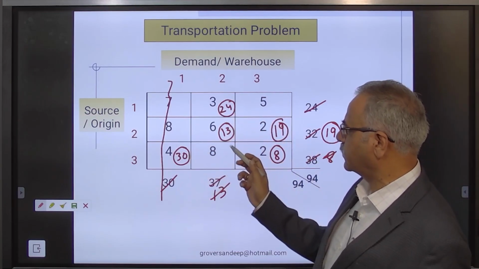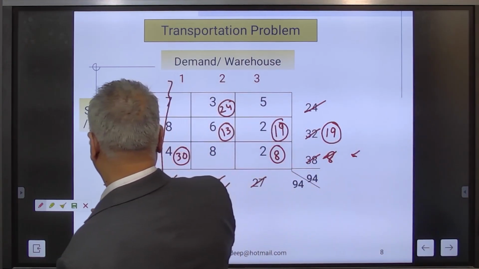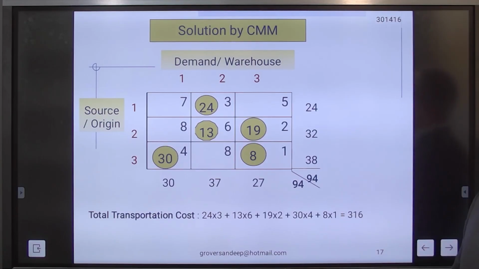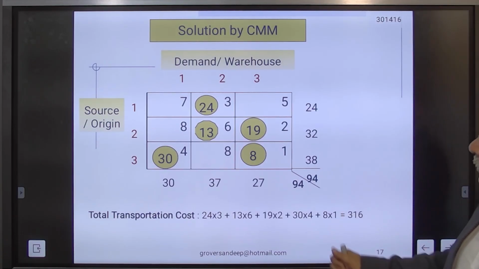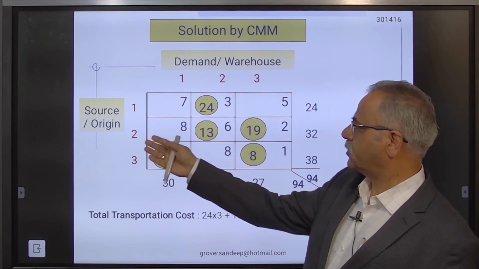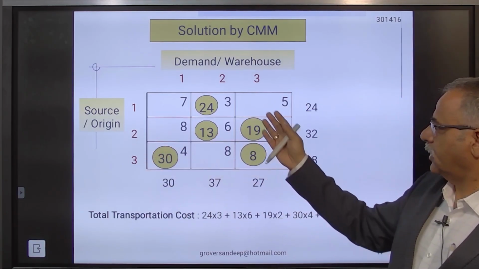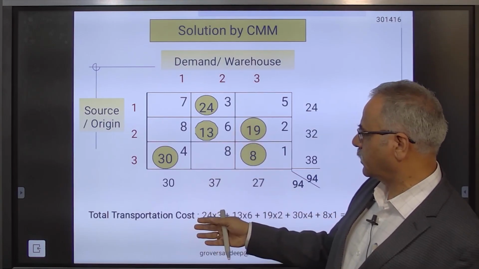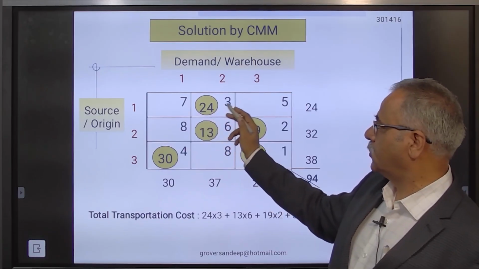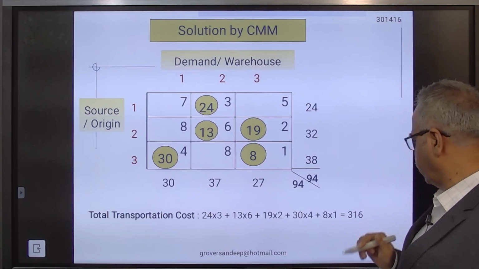So, you allocate it like this in the column minimum, and let us see how much we are getting. Okay. So, this is the solution that we got by the column minimum method. 24 units from origin number 1 to warehouse number 2, 13 units from origin number 2 to warehouse number 2, 19 units from origin number 2 to warehouse number 3, and accordingly. And you calculate the total cost of transportation, multiplying the cost of transportation and the number of units that are allotted. So, 24 into 3 and so on. So, here you get the total cost is 316, fine.